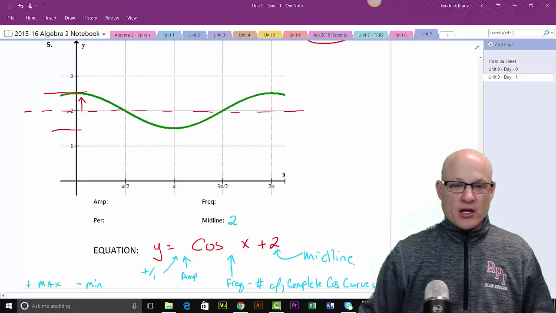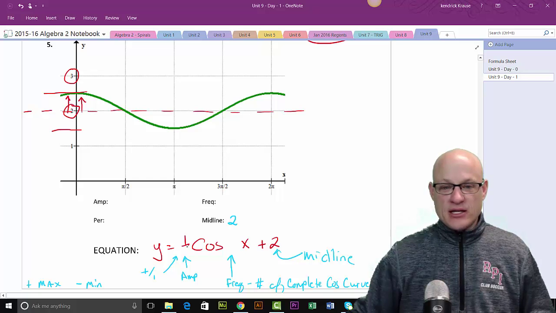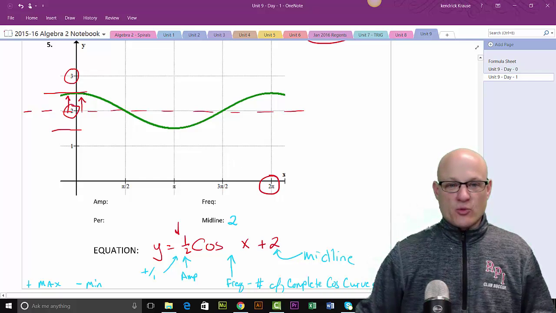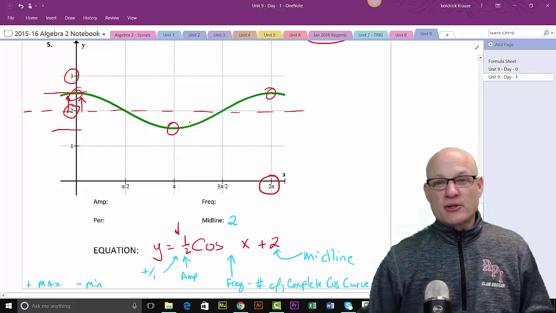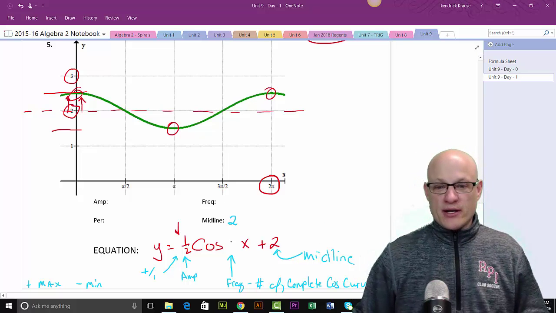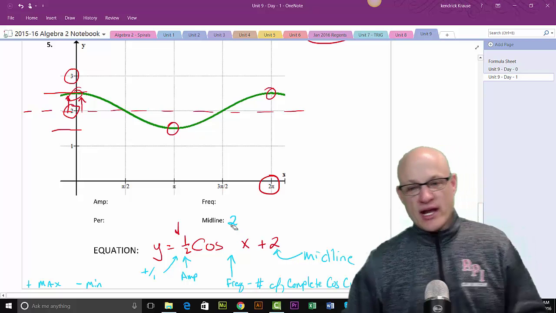Amplitude's not bad. It's going up. Well, wait a second. That's 2 and that's 3. So it really only goes up a half. But because it's starting at a maximum, it's going to be positive. And here's 2 pi. I finished one complete cosine curve in 2 pi. So my frequency is just 1, but please don't put a 1 there. It looks kind of juvenile. You know it's 1 when there's nothing there. So there it is: 1/2 cosine x plus 2.